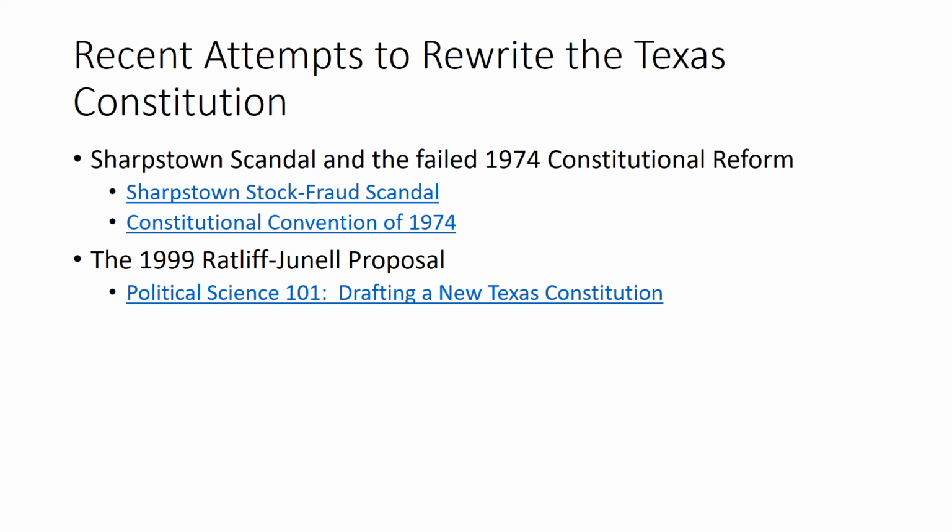What this one did was both Bill Ratliff and Rob Junell proposed a new constitution that would have given the governor additional appointment powers and reduced the number of elected executives, officials, and judges. The legislature would have remained a part-time legislature. The length of the legislators' terms would have increased, but the new constitution would also have imposed term limits. Not surprisingly, this proposal did not pass.